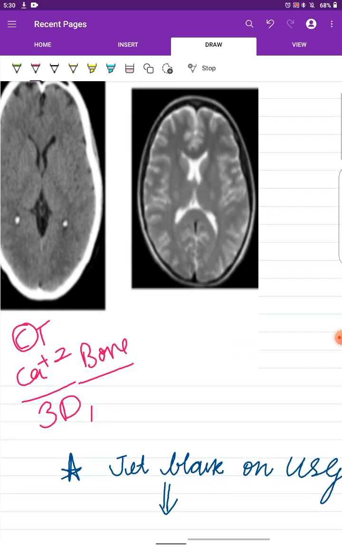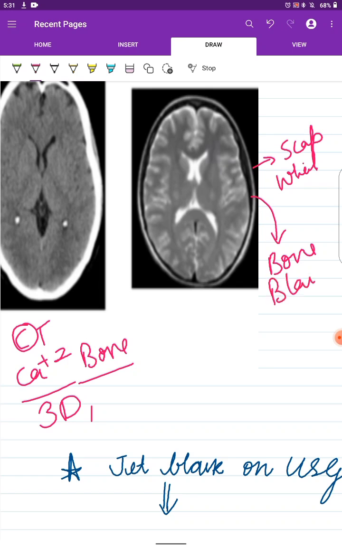Whereas when I consider this, it is nothing but the scalp fat, which is white color. But the bone cortex is black. Bone is black. Hence this is MRI, which is also a 3D modality, but there is no radiation and it is expensive. Why is it expensive? Because of the mechanism of action.